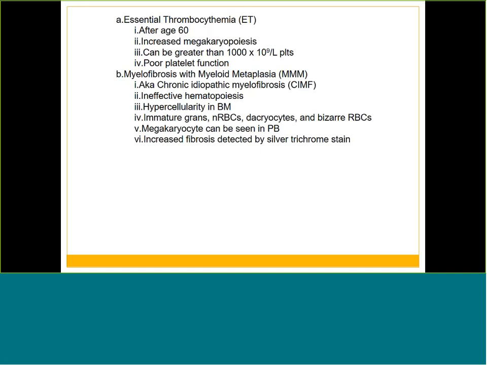With the red cells, the shapes get to be really weird. There's a lot of poikilocytes going on, especially teardrops, what we call dacryocytes. This one also can see megakaryocytes show up in the peripheral blood. Very unusual to see that. And then the key to diagnosing this is staining the bone marrow and seeing that increased fibrosis present.